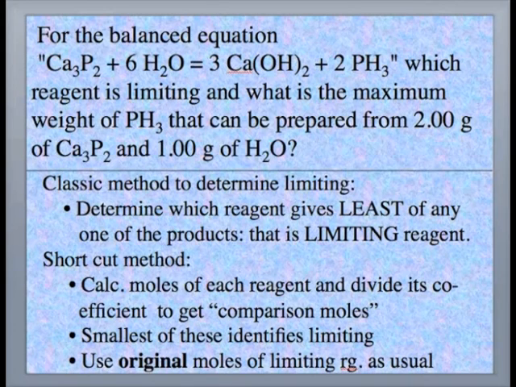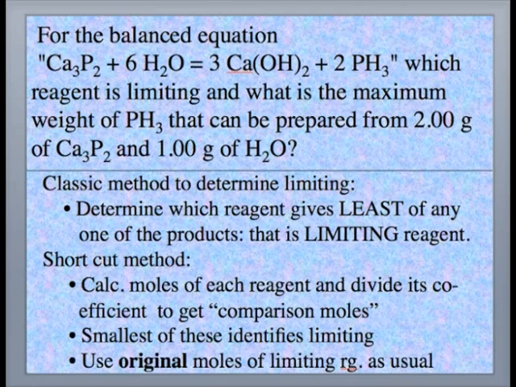Now we're going to show you a shortcut method for determining the limiting reagent. Here we have a reaction: calcium phosphide, Ca3P2, plus 6 moles of water yields 3 moles of calcium hydroxide and 2 moles of PH3, a compound called phosphine. And the question is, which reagent is limiting and what is the maximum weight of phosphine that can be prepared from 2 grams of calcium phosphide and 1 gram of water? So it's a classic limiting excess problem.